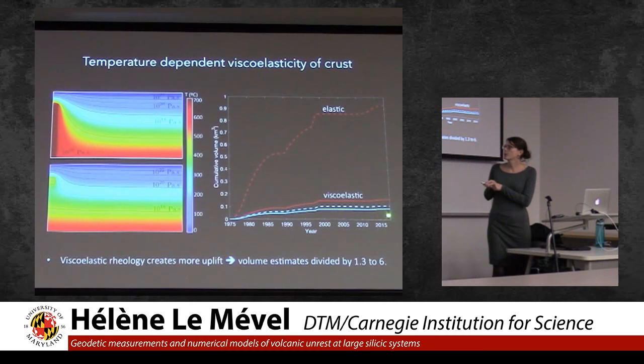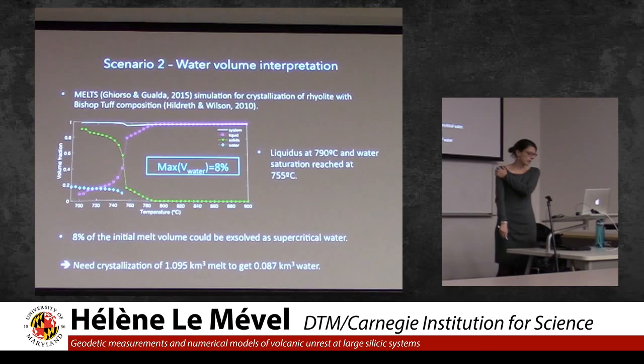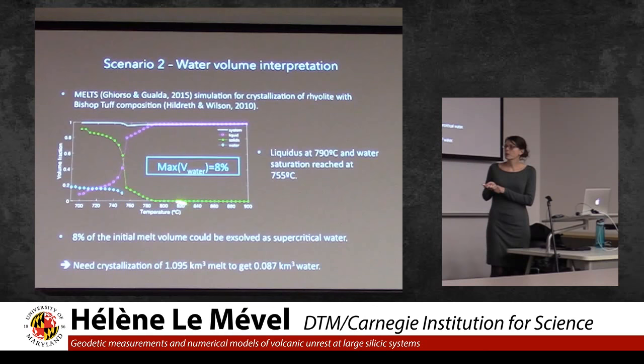Now I want to interpret those results to see which one is more likely, and can we create these 0.1 cubic kilometer of water or 0.9 cubic kilometer of magma. So I ran a few melt simulations in order to simulate the crystallization of a rhyolite of an average Bishop Tuff composition. How to read this graph? Here is the temperature on the x-axis.